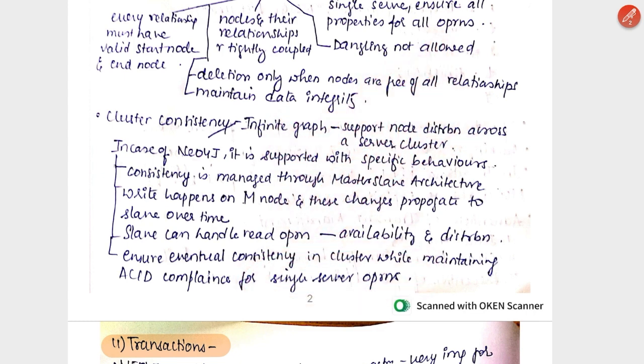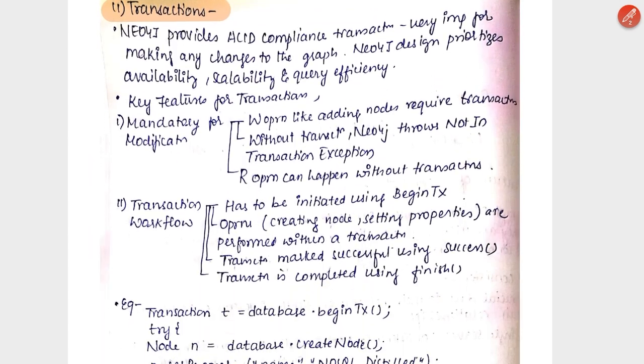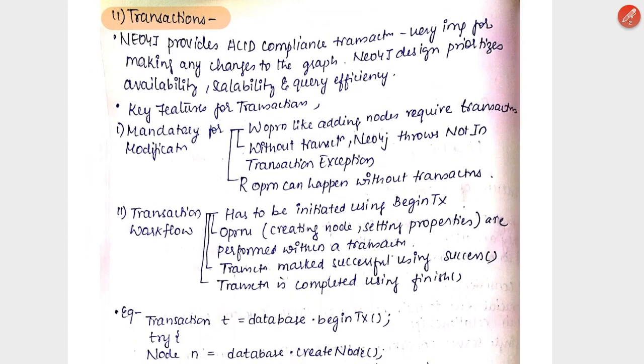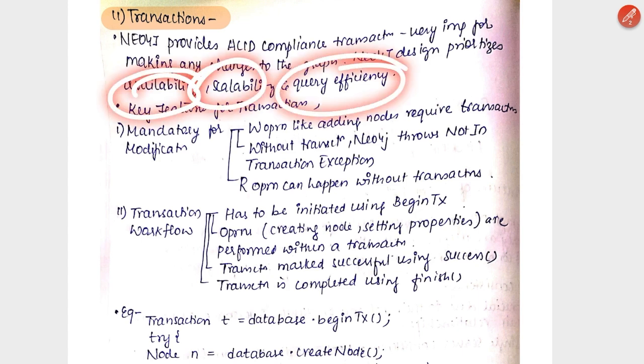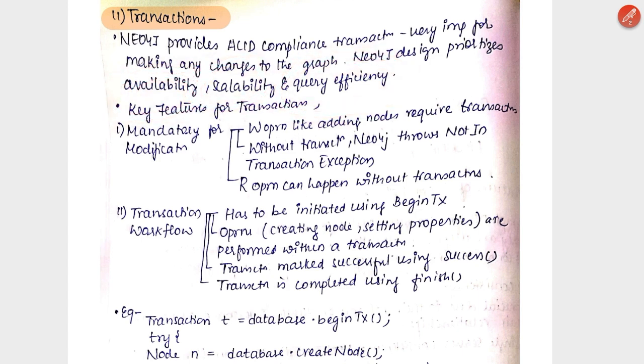So this was about consistency, a very tiny topic. Next we have transactions. So under transactions, graph databases like Neo4j provide ACID compliant transactions. That is, these transactions are very important for making any changes in the graph, right? So a transaction or a Neo4j design must prioritize availability and scalability and query efficiency. So we are telling that availability, scalability and query efficiency are to be given the highest priority.